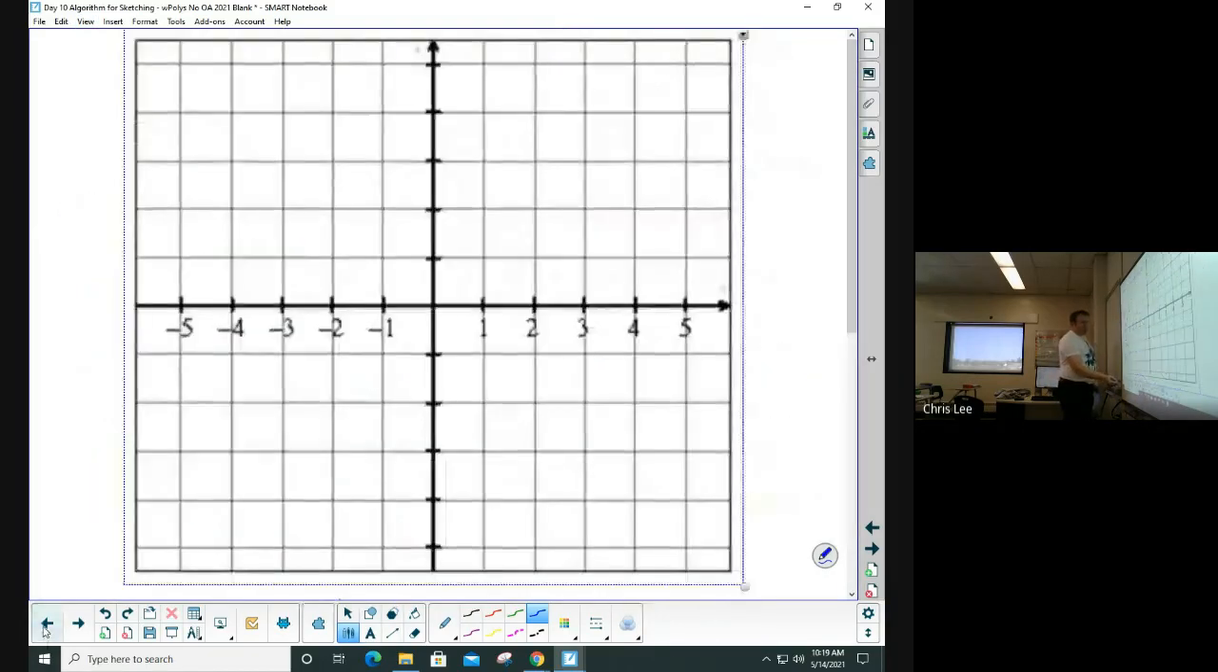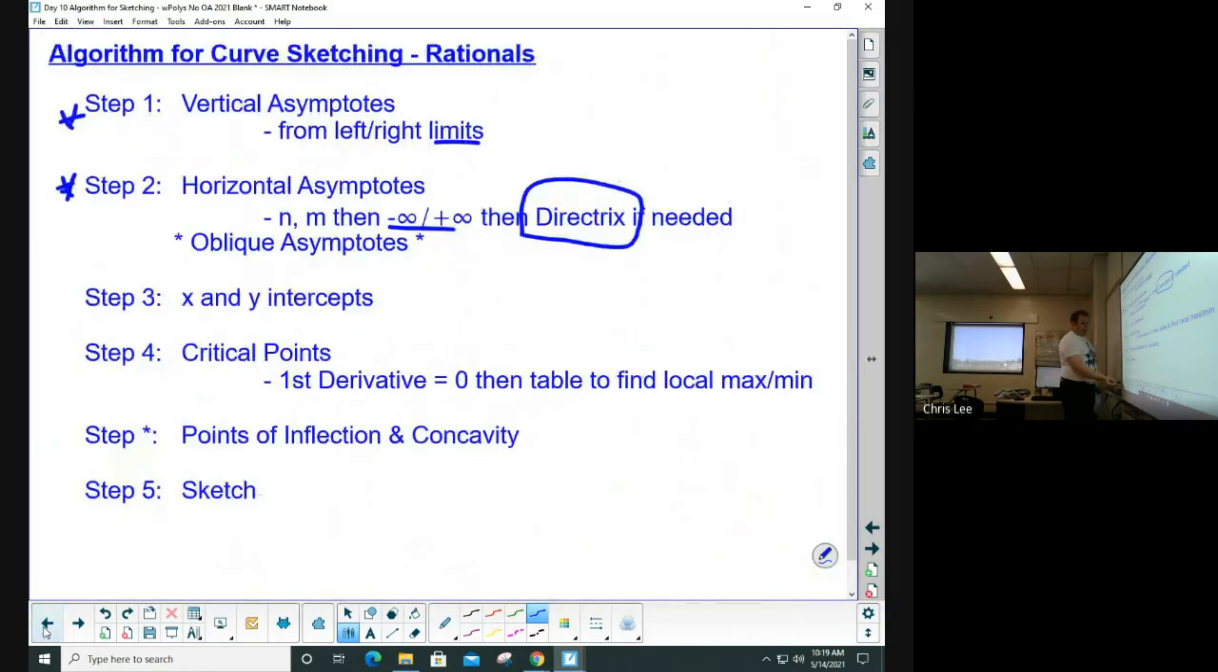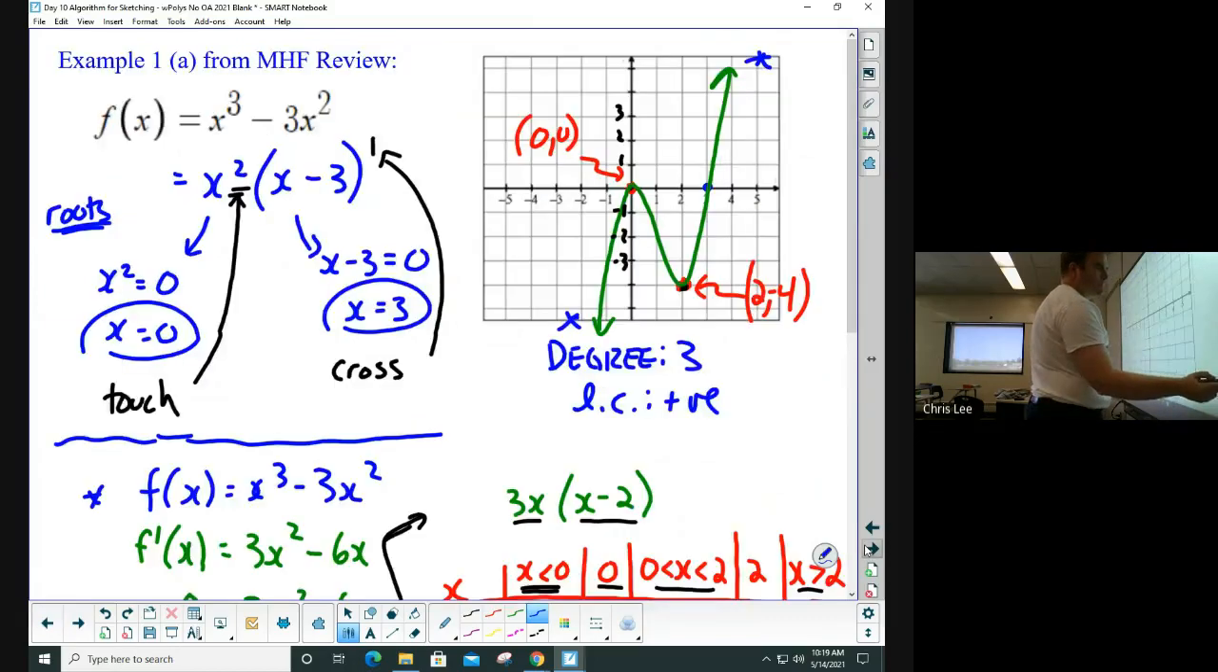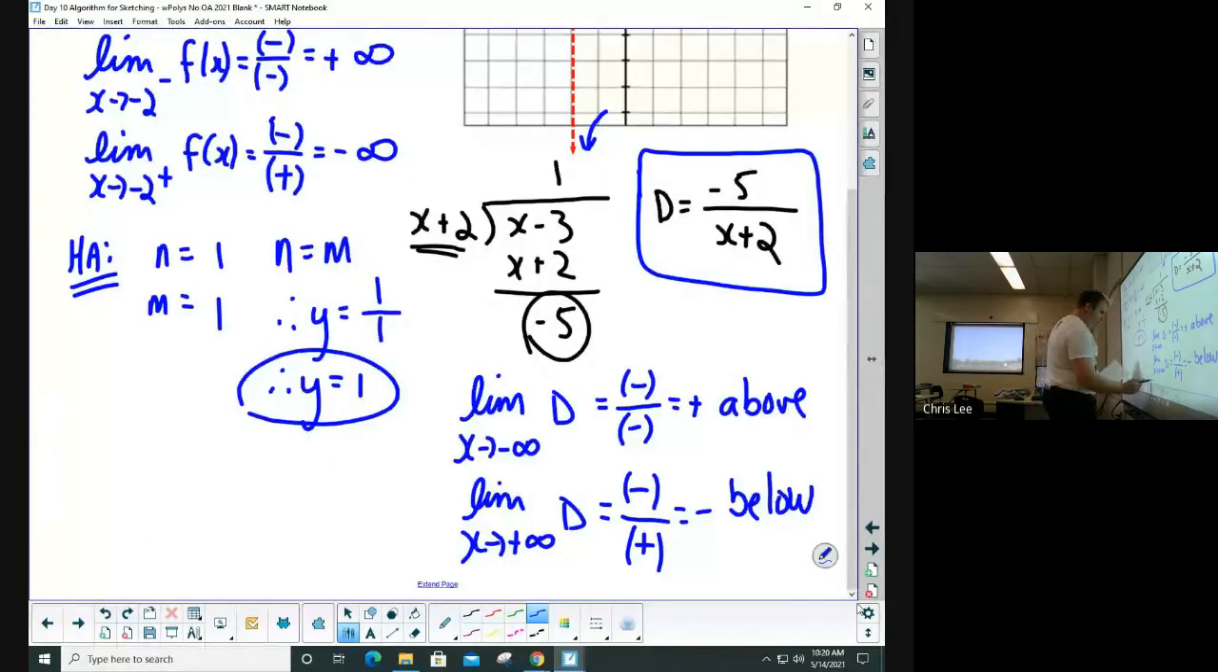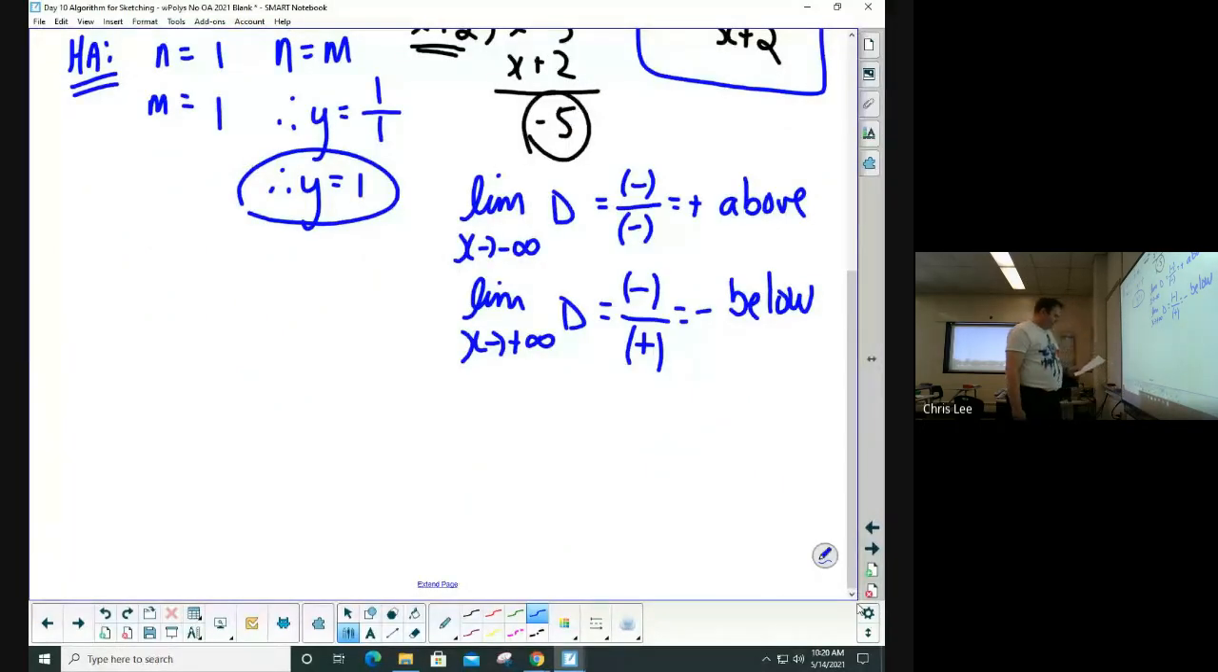All right, let's go back and check our list. We just did the vertical asymptote. We just did the horizontal asymptote. We're now going to do x and y intercepts. I'm just going to do them over here.